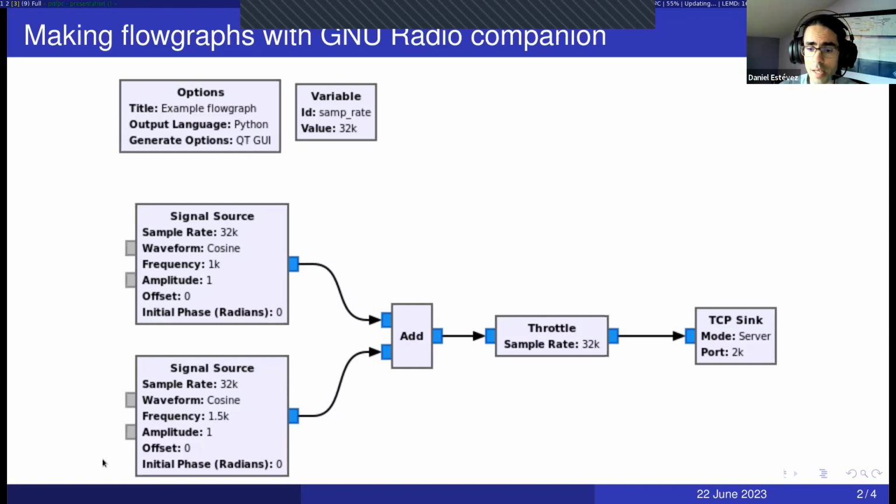But the most common type of flow graphs in GNU Radio run forever until you stop them, because either they are a simulation with something which is generated continuously, or you have an SDR receiver, and your SDR receiver is running continuously and sampling the radio frequency spectrum and sending that to your computer.